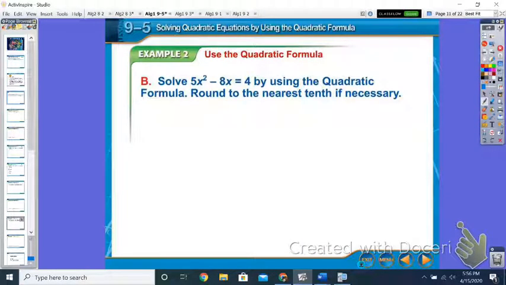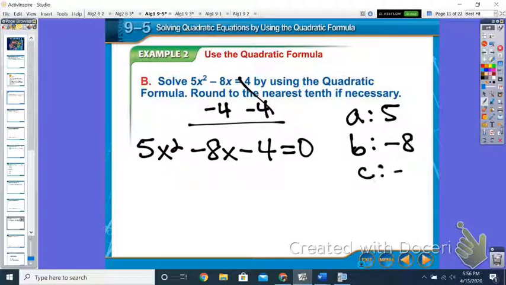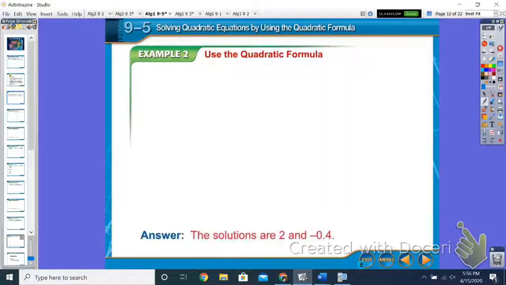Okay, this one, first step, again, I have to move everything to the right side, or the left side. I mean, the right side is in the correct side. So I'd first have to subtract 4. So that would say 5x squared minus 8x minus 4 equals 0. That makes A 5, B negative 8, and C negative 4. So again, if you want to pause and give that a try, go for it. Answers are 2 and negative 0.4.